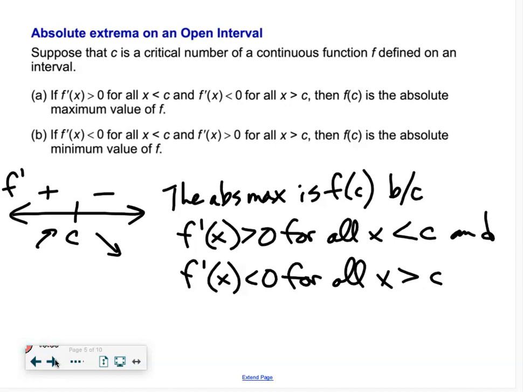The other thing the College Board will accept is to say that f prime changes from positive to negative and c is the only critical number. That is kind of an equivalent statement. They do take that, but whenever they publish scoring guidelines, this is what they'll put, and this is what your book has as well. So we might as well all be on the same page. And then it would be the same thing for absolute min, just vice versa. Right? Okay.